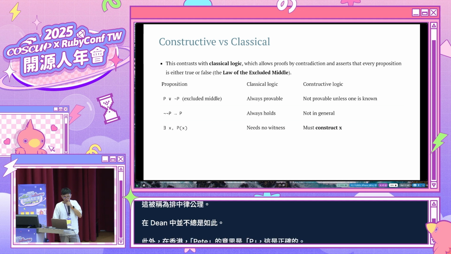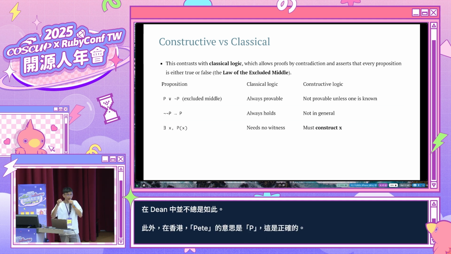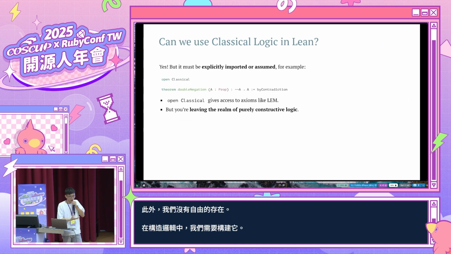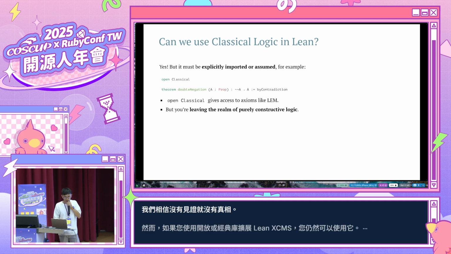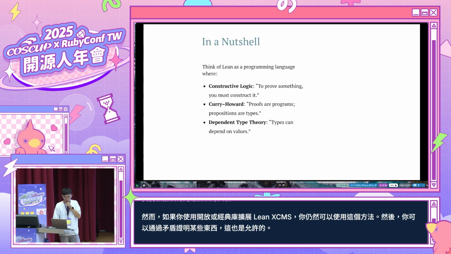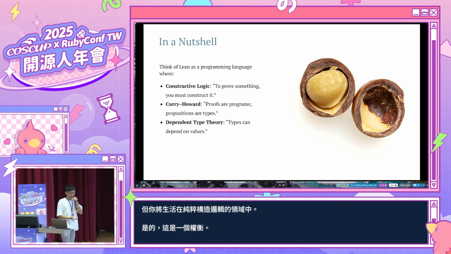Okay, and also we don't have free existence. So in constructive logic, we need to construct it. There's no truth without a witness. But you can still use it if you extend Lean's axioms by opening the classical library. Then you can prove things by contradiction. It's also permissible, but you will no longer live in the realm of purely constructive logic. Yeah, there's a trade-off.